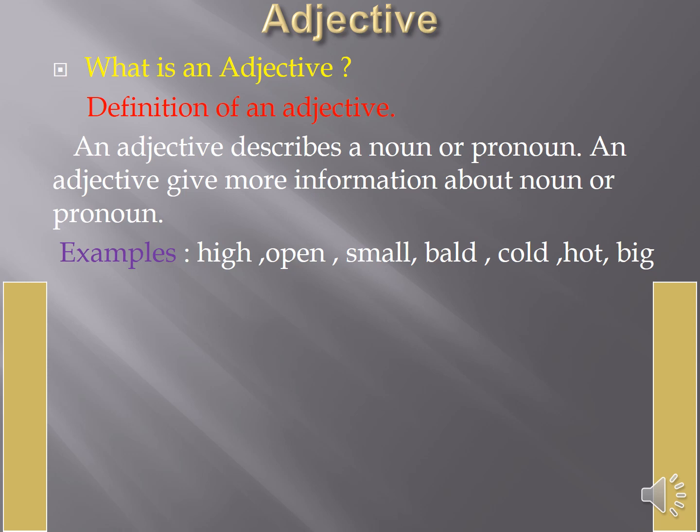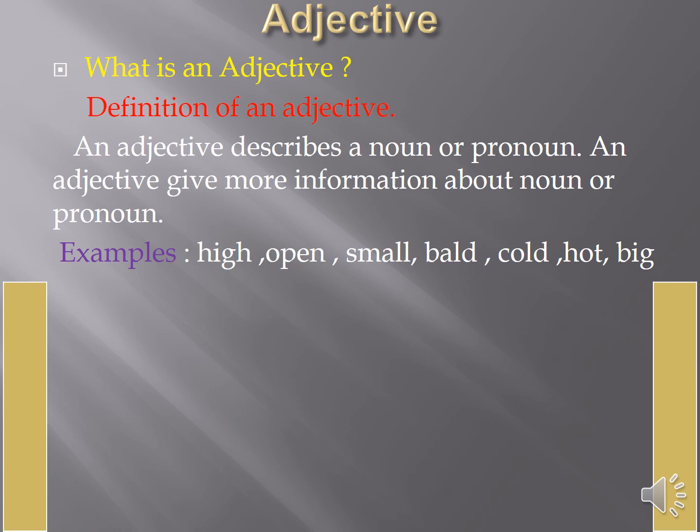adjectives. What is an adjective? The definition of an adjective is that an adjective describes a noun or pronoun. An adjective gives more information about a noun or a pronoun. So whatever noun or pronoun we have, if we want to know more information about it, we can get it through adjectives. The examples are high, open, small, bald, cold, hot and big.